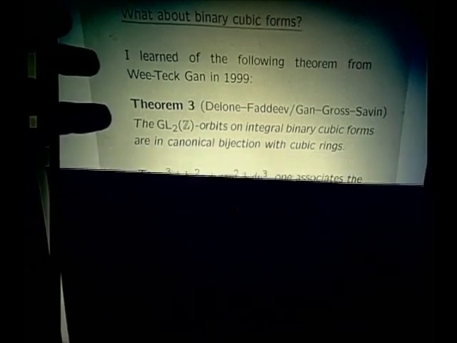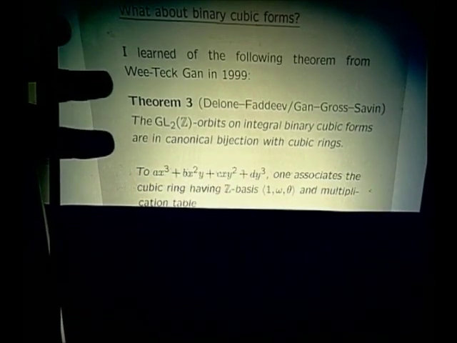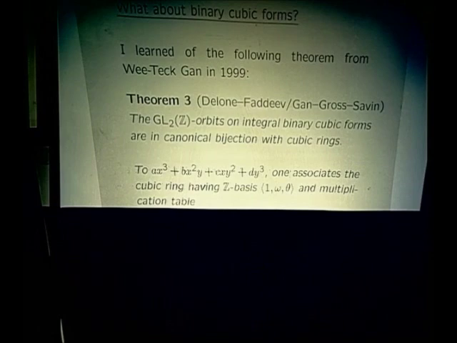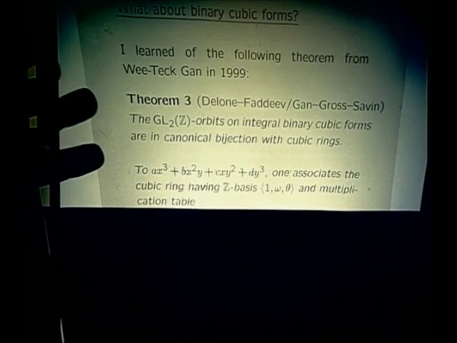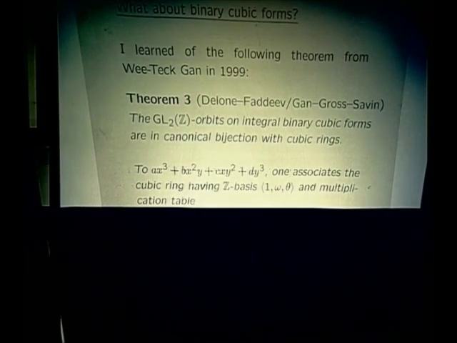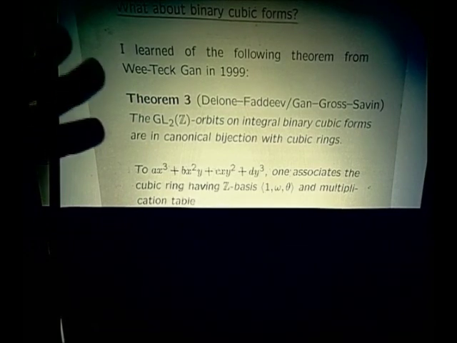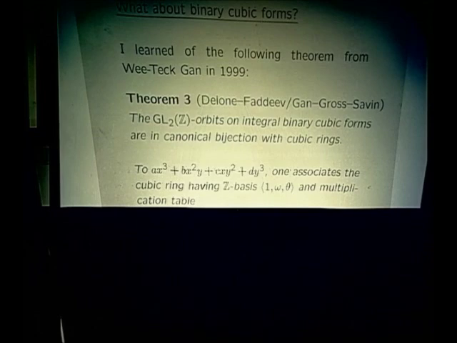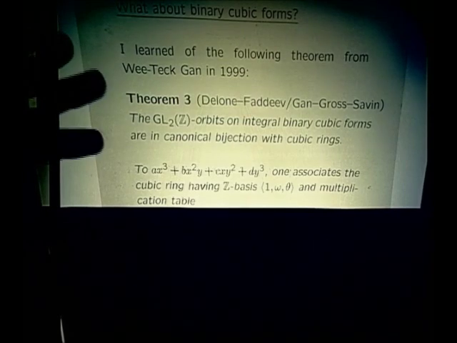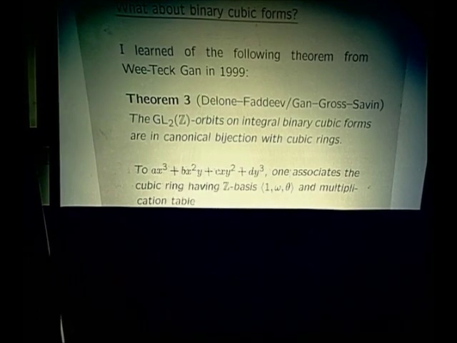And here's how it works. It's very pretty. You can make it very explicit. If you have a binary cubic form, ax^3 + bx^2y + cxy^2 + dy^3, where a, b, c, d are integers, then here's how you can make a cubic ring. You say the basis of your cubic ring is going to be 1, omega and theta. So how do you specify the ring structure on a lattice having basis 1, omega and theta? You basically have to specify what omega squared is, what theta squared is, and what omega times theta is, because we know what 1 times anything is.